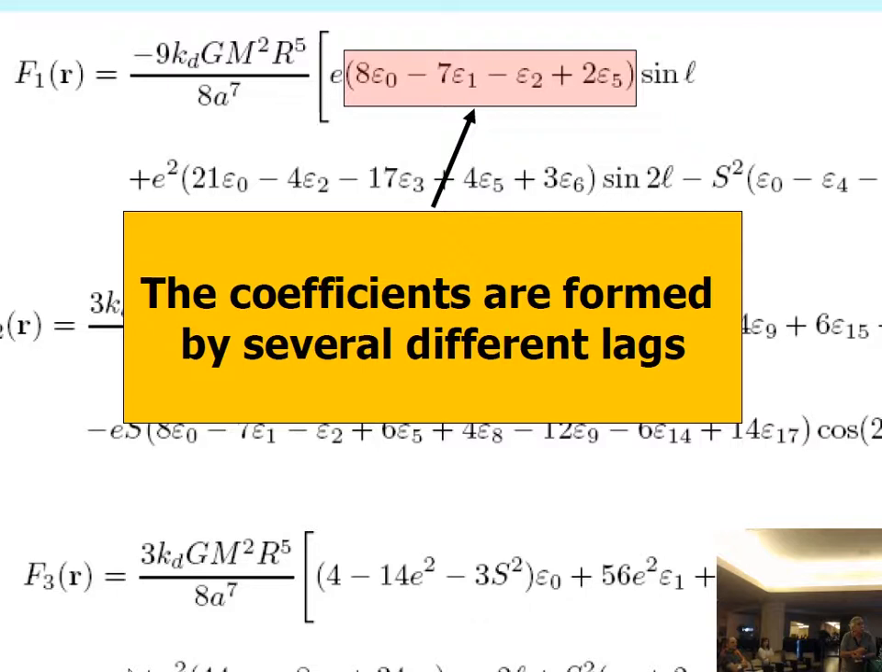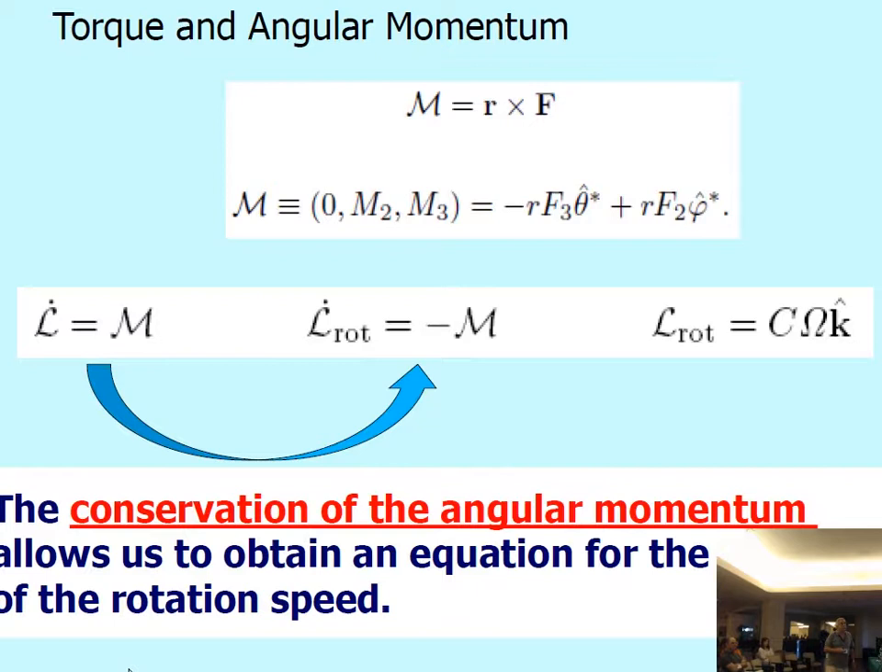This term is a combination of one term with the frequency that gives the lag epsilon 0, one term whose frequency has the lag epsilon 1, another term with the frequency that has the lag epsilon 2, and so on. I have made no hypothesis about what the lags are, so I keep them separate. And what I see is that the coefficients here are formed by several different lags.